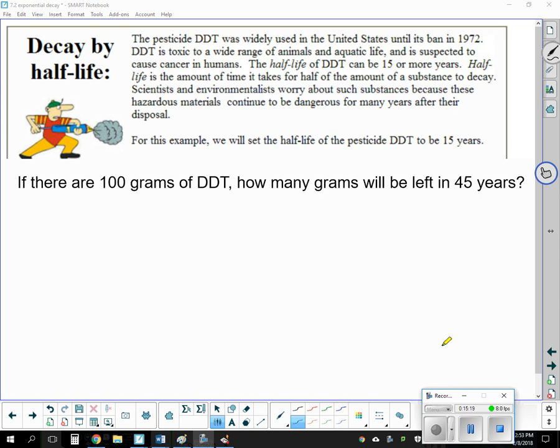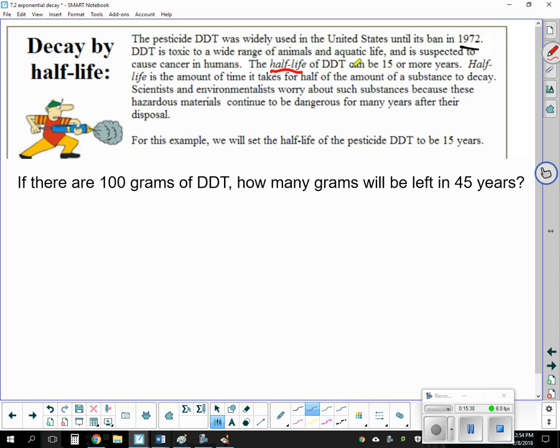Okay, the pesticide DDT was widely used in the United States until it was banned in 1972. The problem with DDT is it's toxic to a wide range of animals and aquatic life and is suspected to cause cancer in humans. In science class, I think you guys have dealt with half-life before.